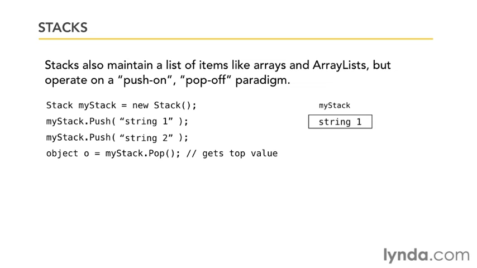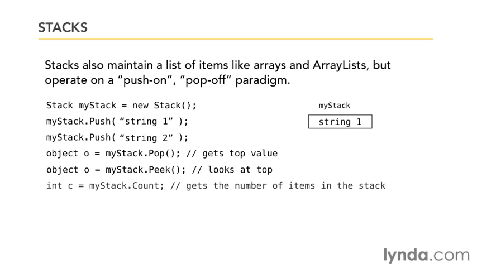So after calling pop, string2 pops off, and then string1 slides back up, and now the value of O is string2. If I wanted to just see what was on top of the stack without changing it, I would use the peek method. This looks at the top value, but doesn't actually pop it off. And then finally, I can see how many things there are on the stack by asking the stack's count property how many things there are. In this case, it will tell me that there's one item on the stack.